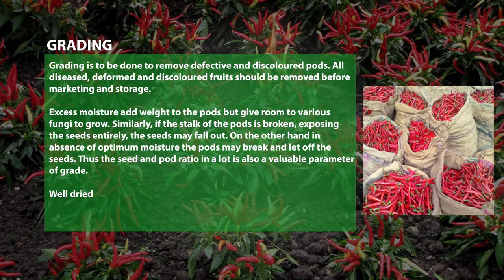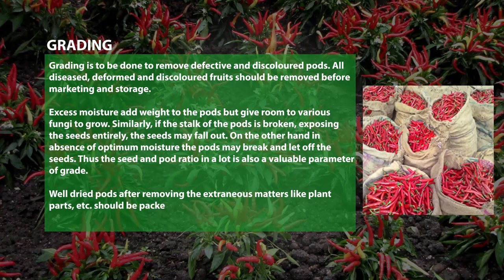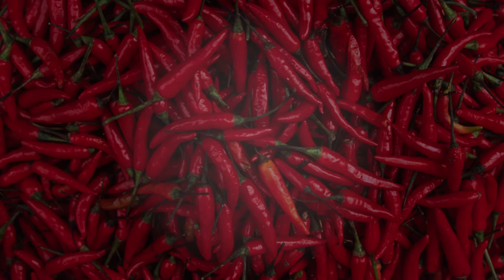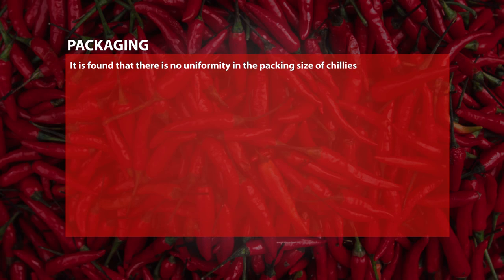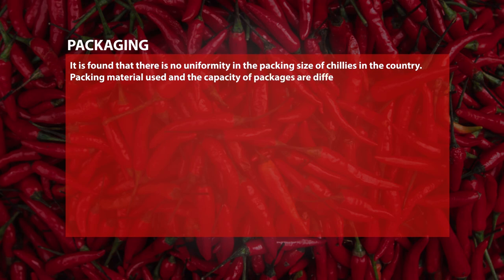Well-dried pods, after removing the extraneous matters like plant parts, etc., should be packed in clean, dry gunny bags and stored, ensuring protection from dampness. Packaging. It is found that there is no uniformity in packing size of chilies in the country. Packing material used and the capacity of packages are different in different states.